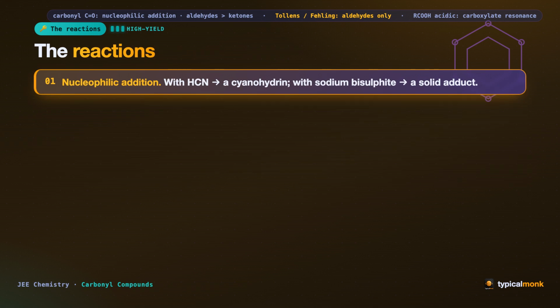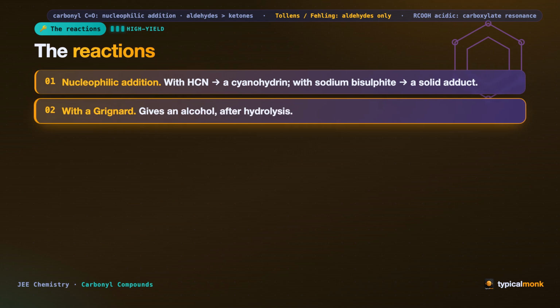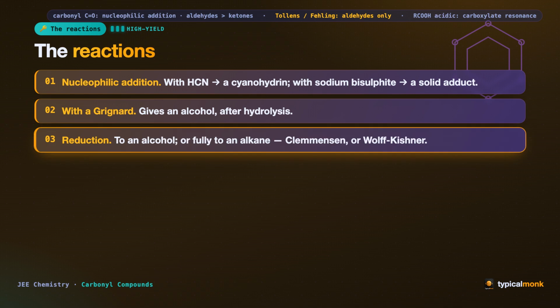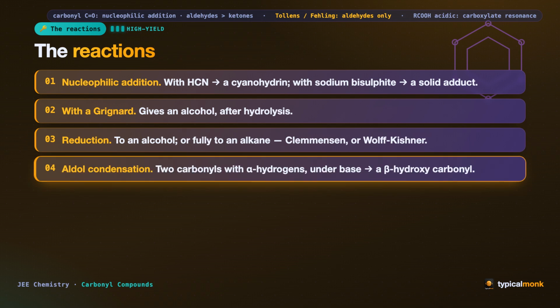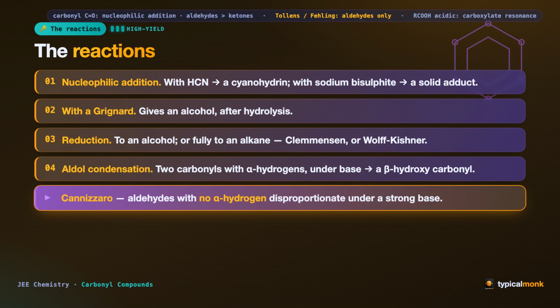Now the reactions, the heart of the chapter. Nucleophilic addition. With hydrogen cyanide, it gives a cyanohydrin. With sodium bisulfite, a solid adduct. With a Grignard, it gives an alcohol after hydrolysis. Reduction to an alcohol or fully to an alkane by the Clemmensen or the Wolff-Kishner reduction. Aldol condensation. 2 carbonyls with alpha hydrogens under a base give a beta hydroxycarbonyl. Cannizzaro. Aldehydes with no alpha hydrogen disproportionate under a strong base.